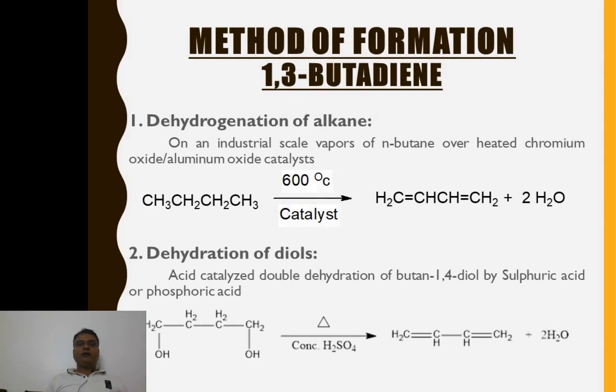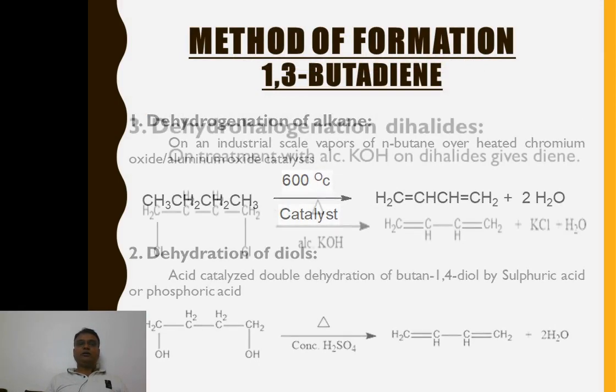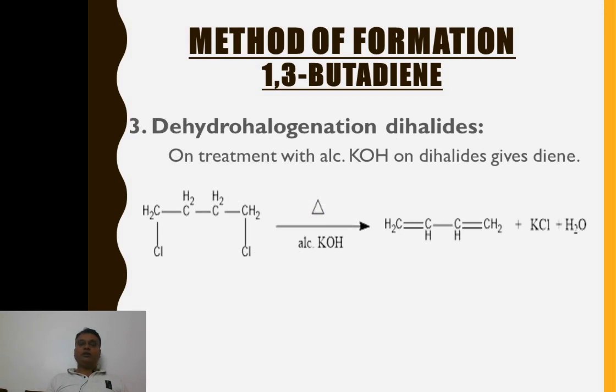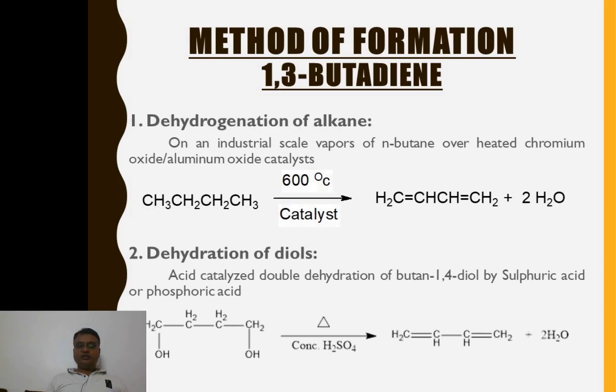Next is the method of formation of 1,3-butadiene. Here 1,3-butadiene is obtained from dehydrogenation of alkane, dehydration of diol, and third, the dehydrohalogenation of dihalides. We will see them one by one. Dehydrogenation of alkane means removal of hydrogen from alkane. On an industrial scale, vapors of n-butane are heated over chromium oxide and aluminum oxide catalyst at 600 degrees Celsius. It gives 1,3-butadiene.